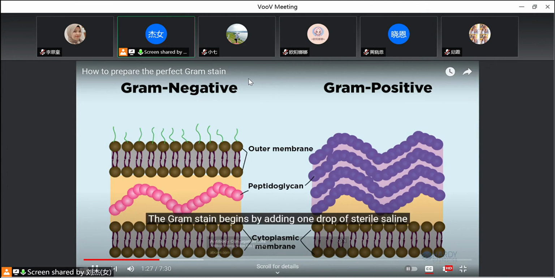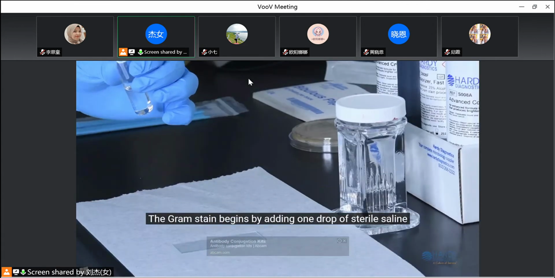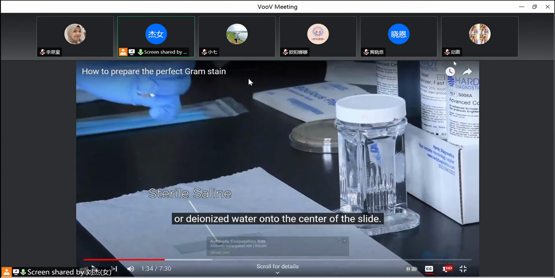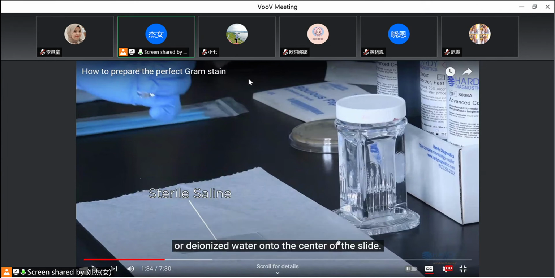The Gram stain begins by adding 1 drop of sterile saline or deionized water onto the center of the slide. So here, it shows the first step. Before you put the sample onto the slide, first you need to take a glass slide. It should be a dry glass slide, and put some saline or some sterilized water.